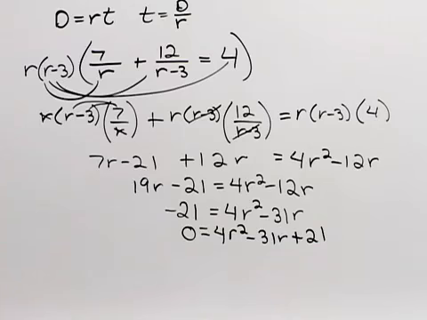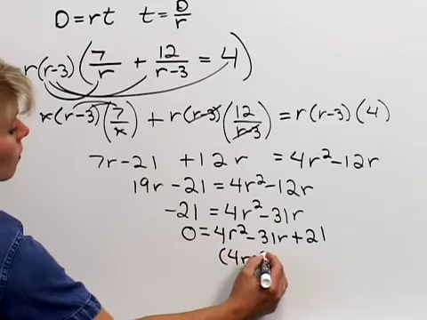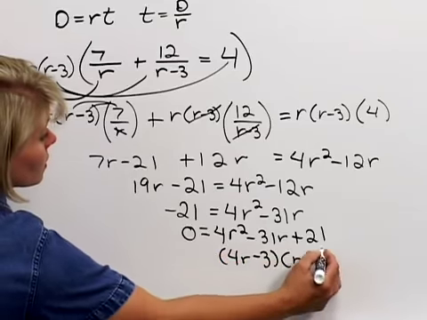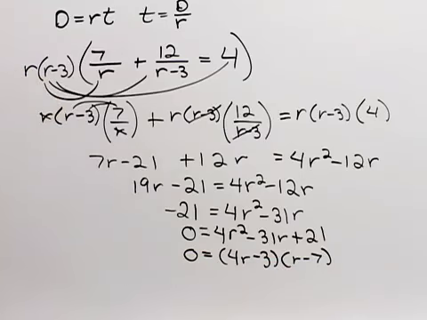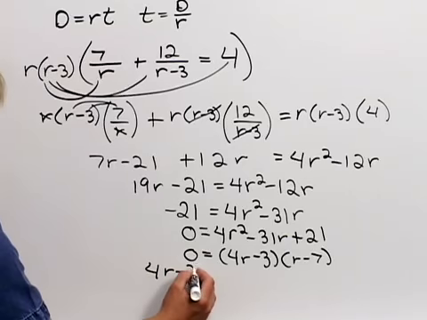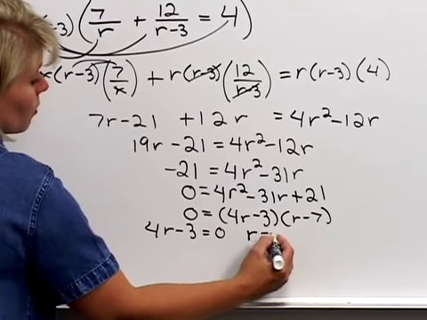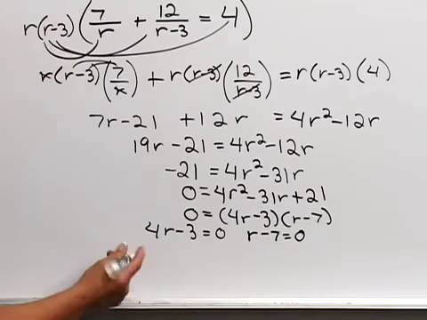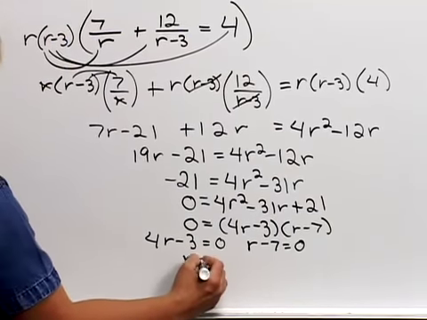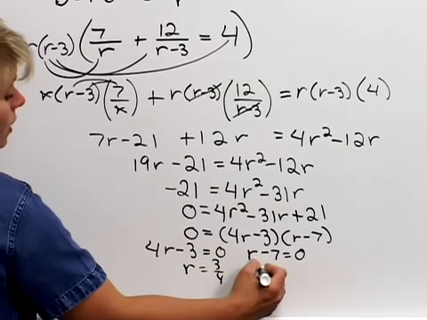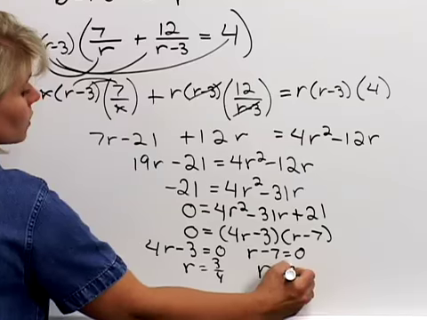You have a choice now of factoring by grouping or factoring by guess and check. When you factor, you will come up with 4R minus 3 times R minus 7. And that's going to equal 0. If we set each of these factors equal to 0, you'll have 4R minus 3 equaling 0, or another possibility for a solution would be R minus 7 equaling 0. Here, if you solve for R, it will be 3/4. Here, if you solve for R, it would equal 7.